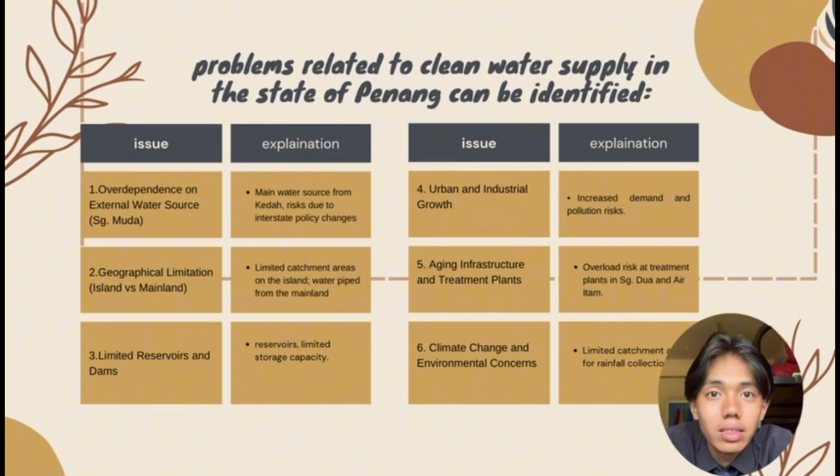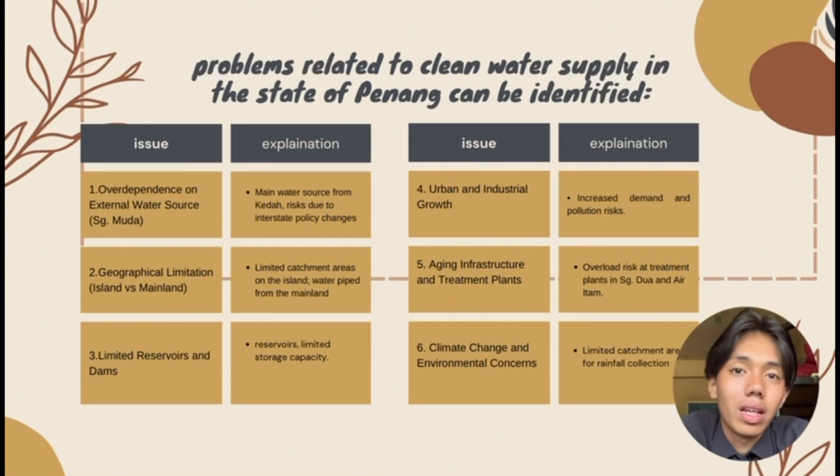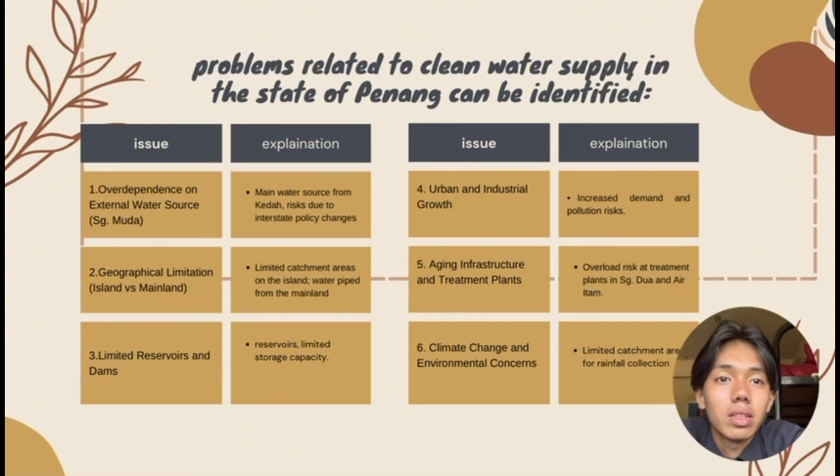Next, aging infrastructure and treatment plants. Many treatment plants, especially in areas like Sungai Dua and Air Hitam, are facing overload risk, particularly during peak demand periods. Lastly, climate change and environmental concerns. Penang's catchment areas are limited, which affects rainfall collection, a crucial factor as climate patterns become more unpredictable.